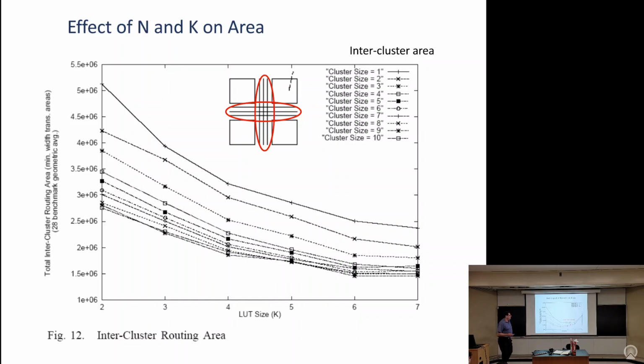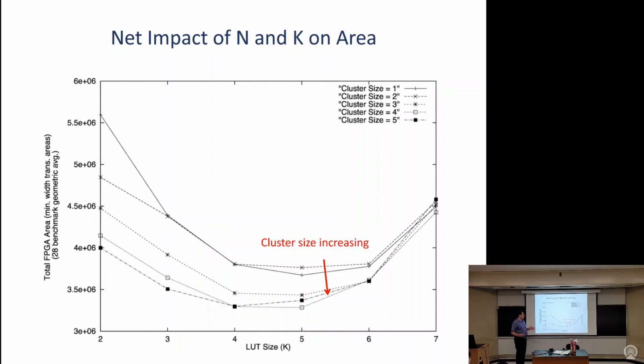So we have to put those two together to figure out the overall impact on area. And they find a broad minimum. For LUT size, the best is around here, 4 to 5. And the cluster size is increasing as we go this way, so bigger clusters are actually helping reduce area. So they're good. And cluster size 1 is here. Cluster size 1 is not as good as these more interesting logic blocks that actually have local routing and a bunch of things in them. So logic clusters are a good idea.